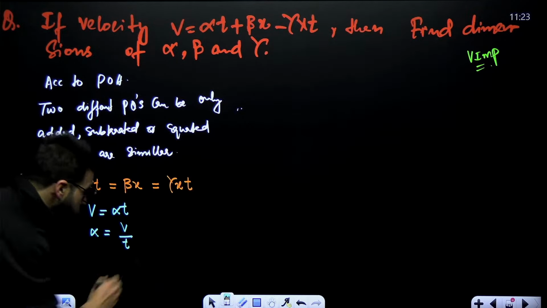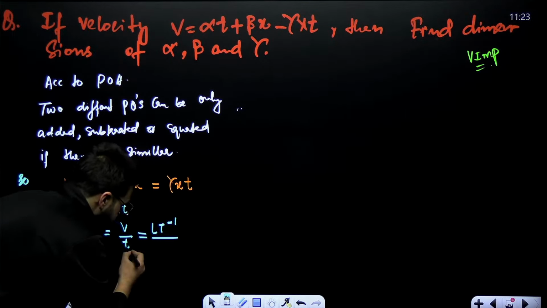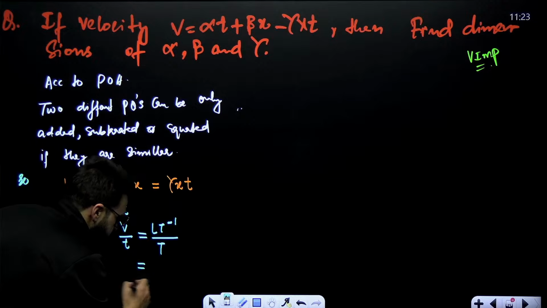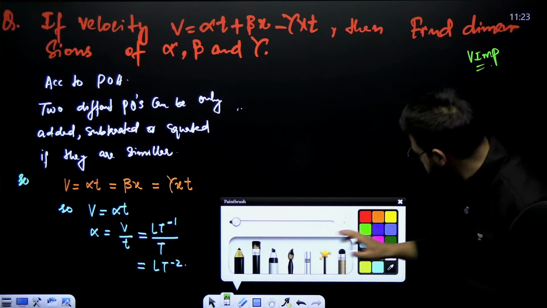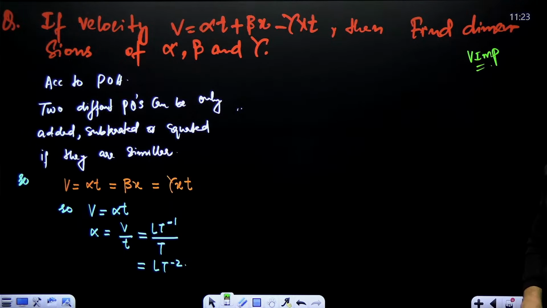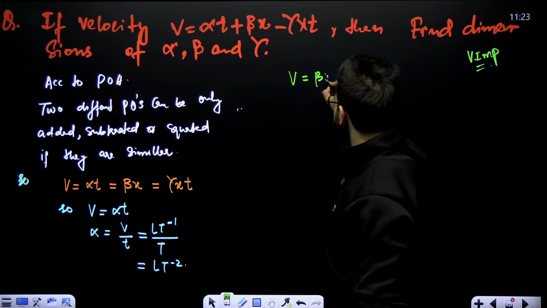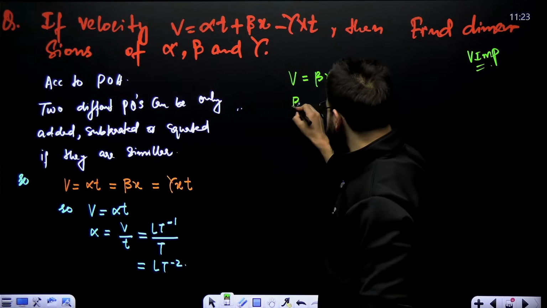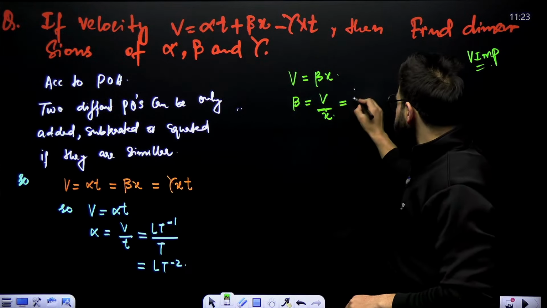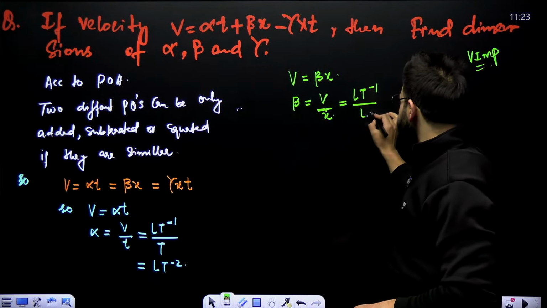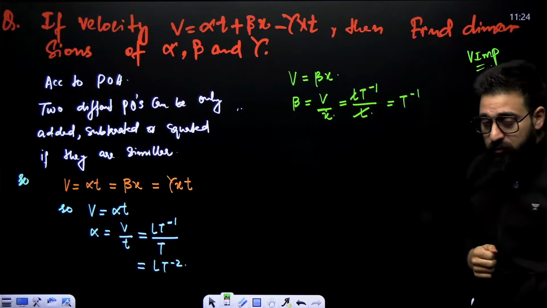What is V? V is the velocity. Guys, what are the dimensions of velocity? LT to the power minus 1, divided by T. Now take this in the numerator, so it will become LT to the power minus 2. This is the dimensional formula of alpha. Similarly, if you want to find beta, you can say V is equal to beta x. So beta is V divided by x. For V it is LT to the power minus 1, for x it is L. This and this will cancel, so it will become T raised to the power minus 1. So for beta, the dimensional formula is T raised to the power minus 1.